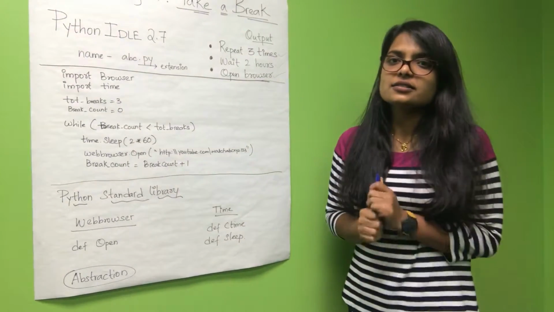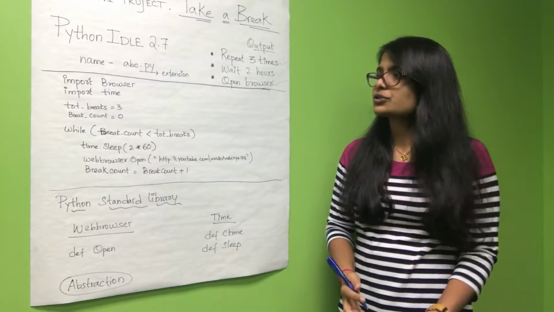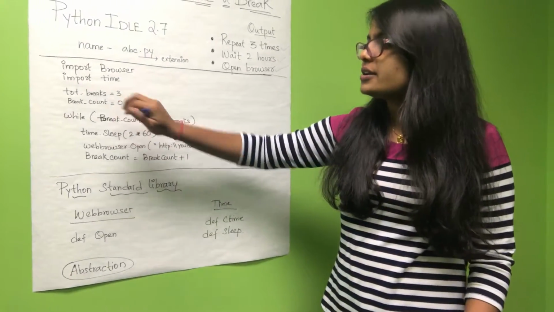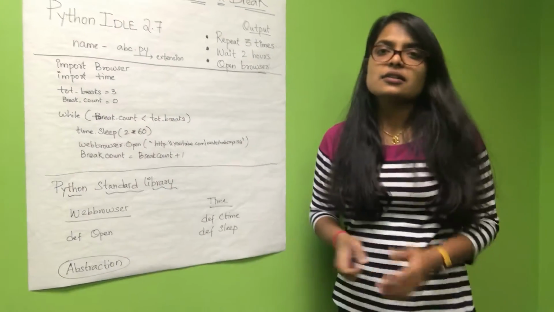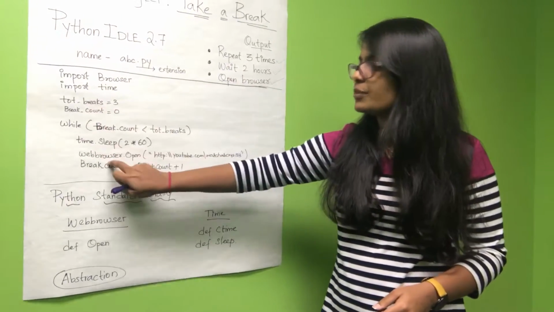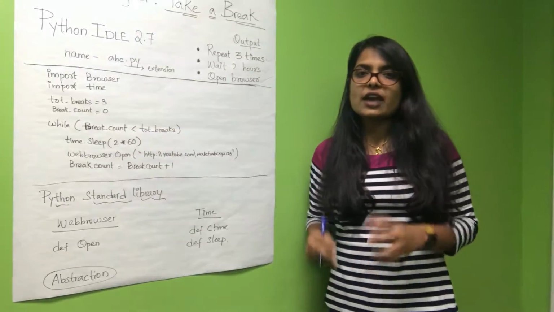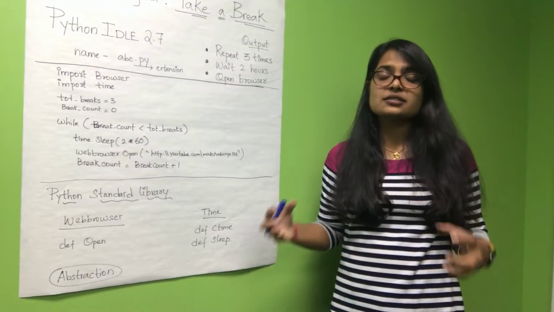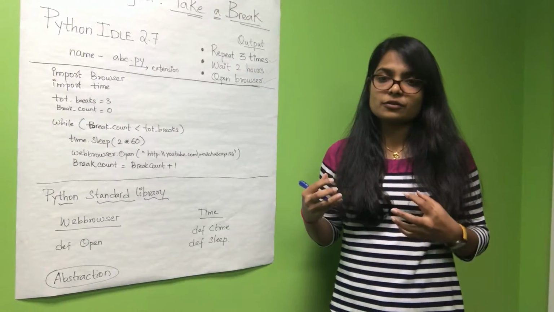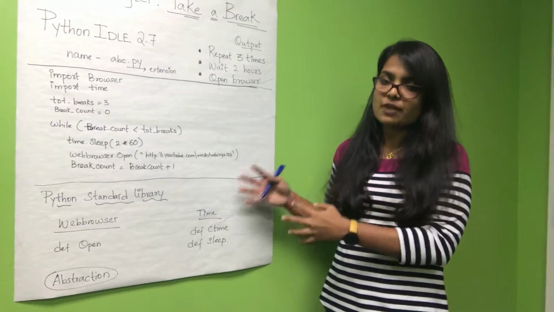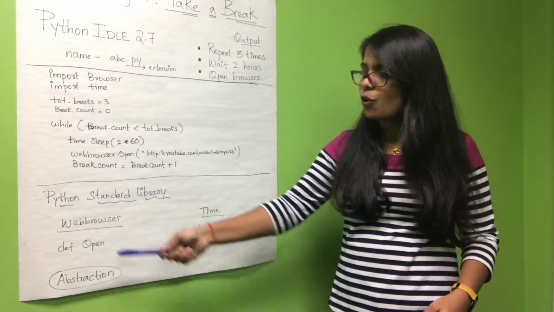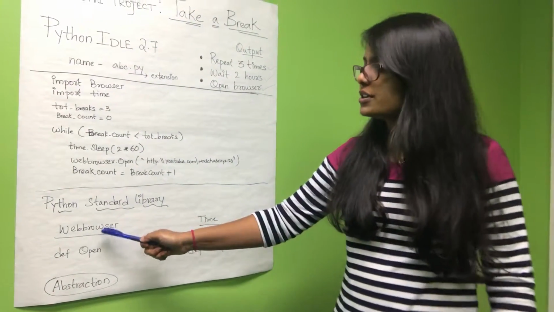Okay, let us discuss the internal functions used in the program, which are webbrowser and time. Here we use 2 functions, time.sleep and webbrowser.open. Every programming language has its own standard library, so that programmers can write programs very easily. Each programming language has its own functions. So here we use 2.